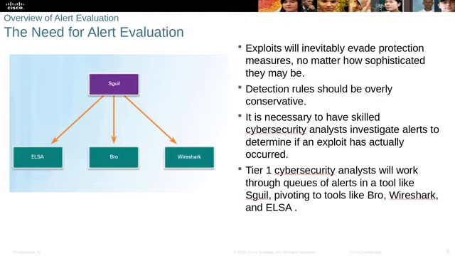So detection rules should be overly conservative. In other words, it's better to have alerts that are sometimes generated by innocent traffic than it is to have rules that miss malicious traffic. So for this reason, it's necessary to have skilled cybersecurity analysts investigate alerts to determine if an exploit has actually occurred. So Tier 1 cybersecurity analysts will typically work through a queue of alerts in tools like Sguil, pivoting out to tools like Bro, Wireshark or ELSA to verify that an alert represents an actual exploit.